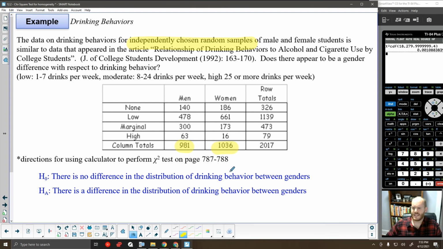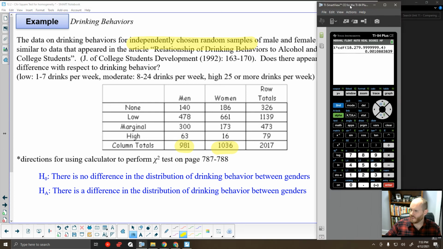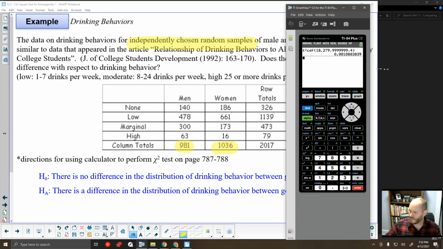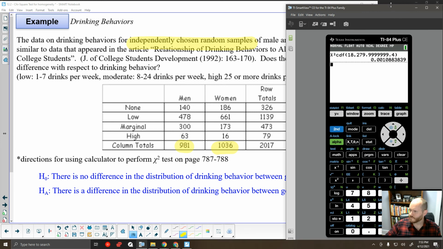And then the expected counts condition. So as I said, I'm going to show you how to do this using a calculator. So it's actually going to save me time from calculating all of those expected counts by hand. The one caveat is you have to understand how to use matrices. So I'm going to pull up my calculator. I'm going to make it a little bit bigger so that you can see it a little bit better.